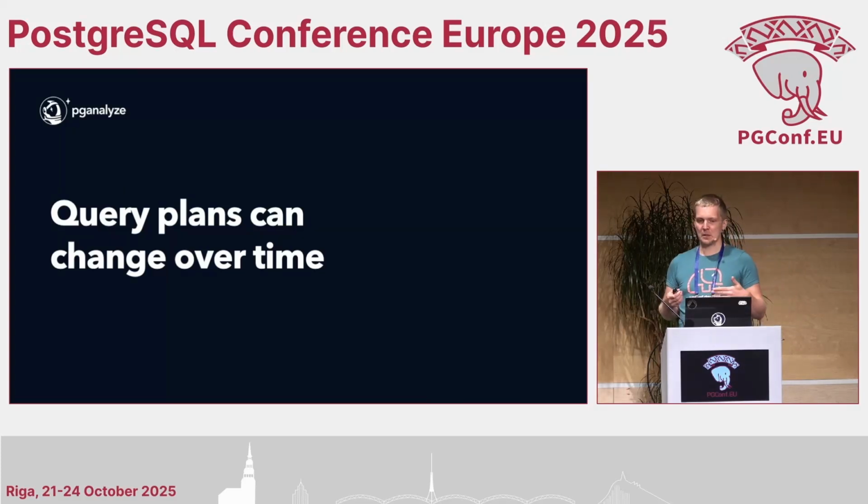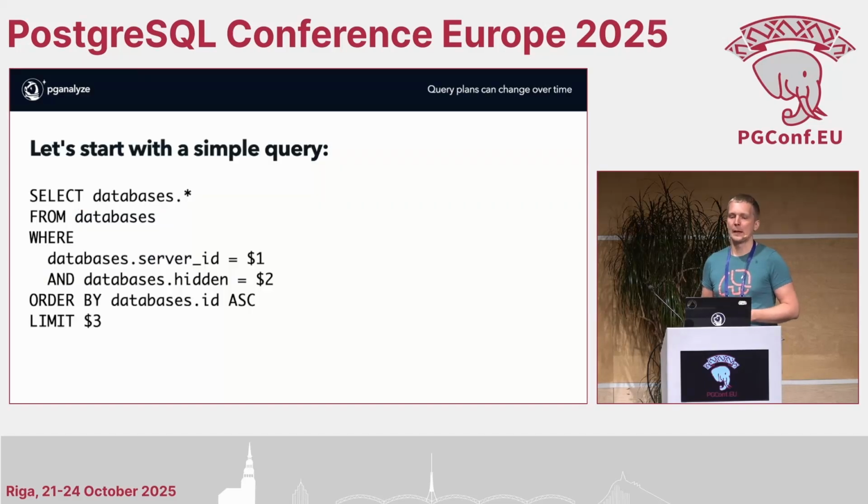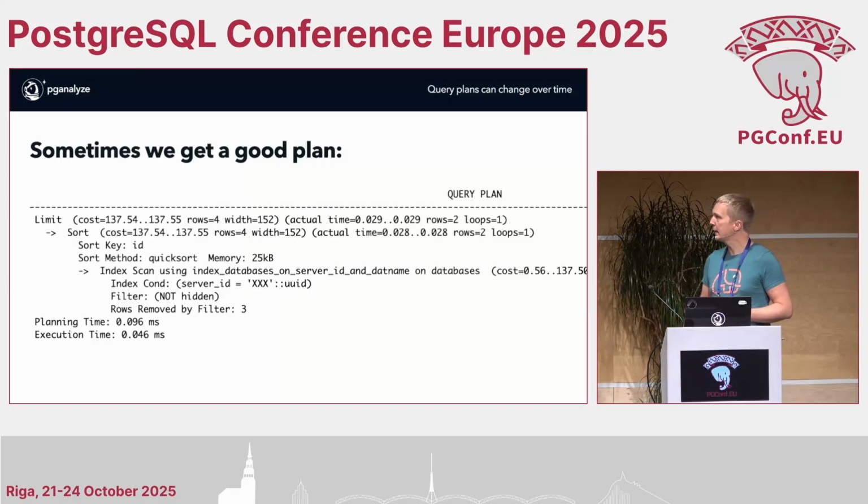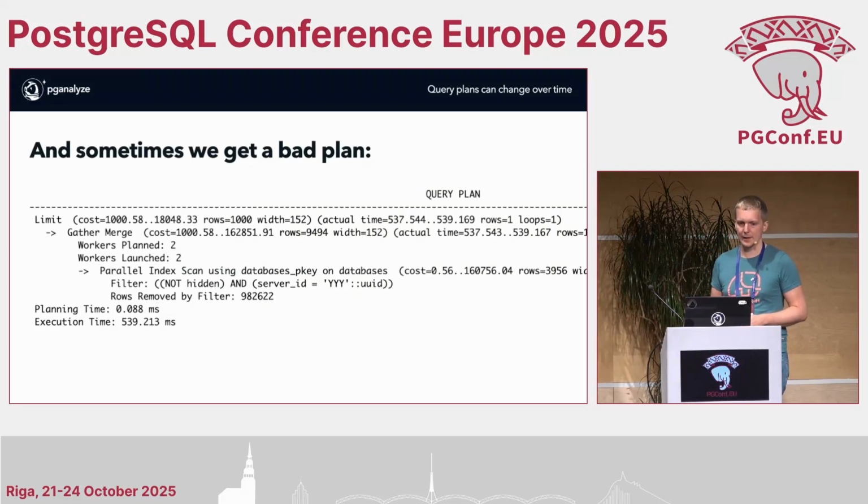Let's start with the most important thing here, which is that query plans can change, and you probably all know about this. But I think it's helpful to just remember what that means, right? We have a query. Sometimes we might have a plan that looks like this. We get an index scan on a particular index. Sometimes we get an index scan on a different index, right?